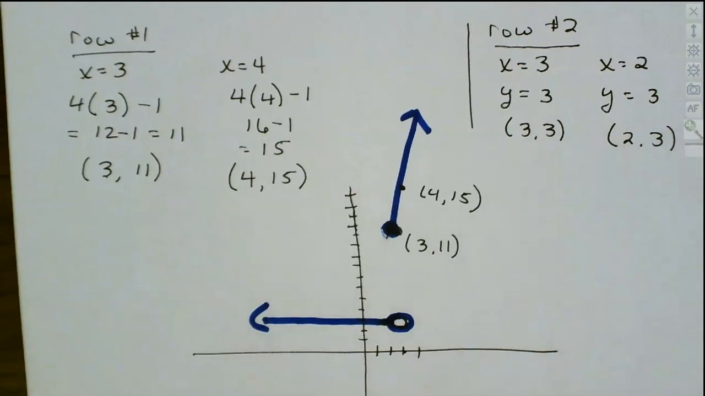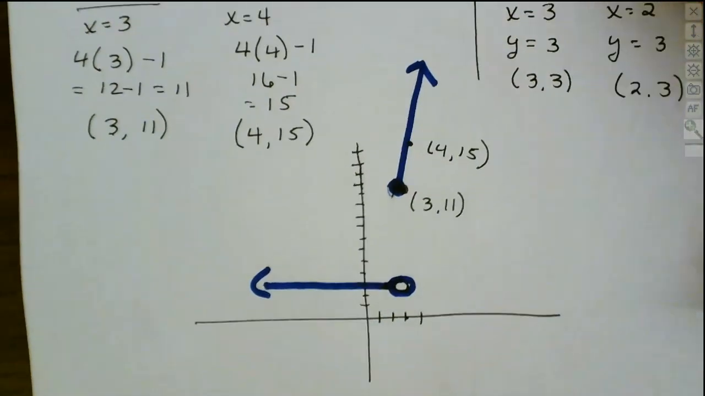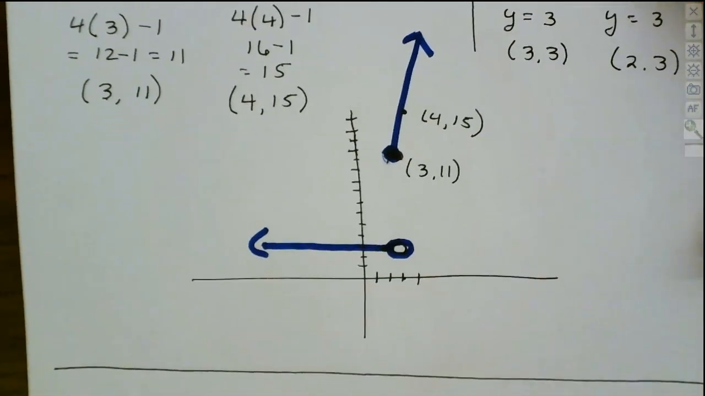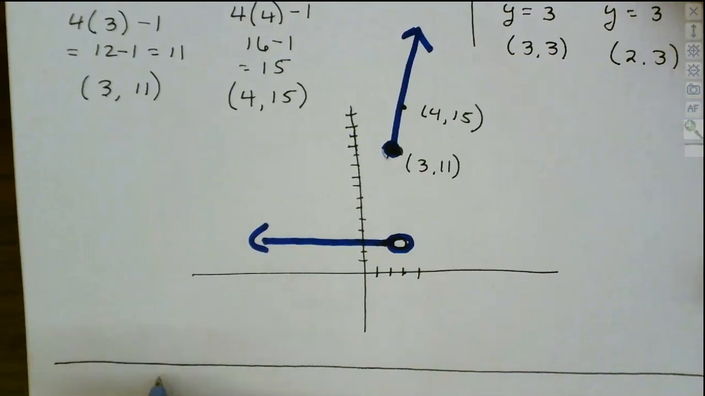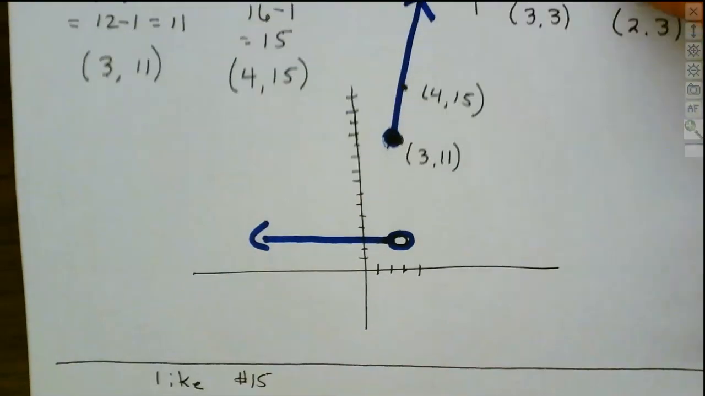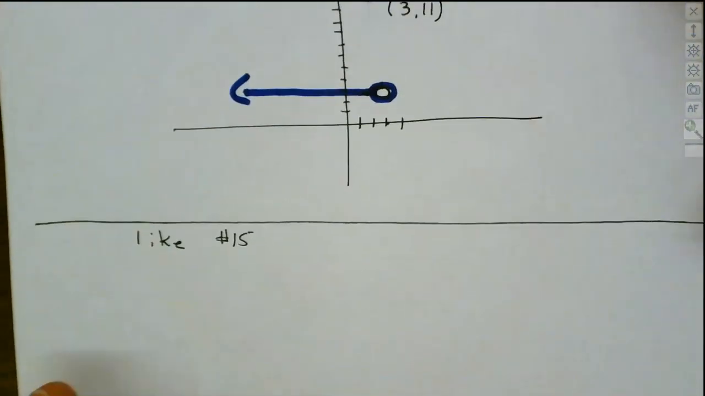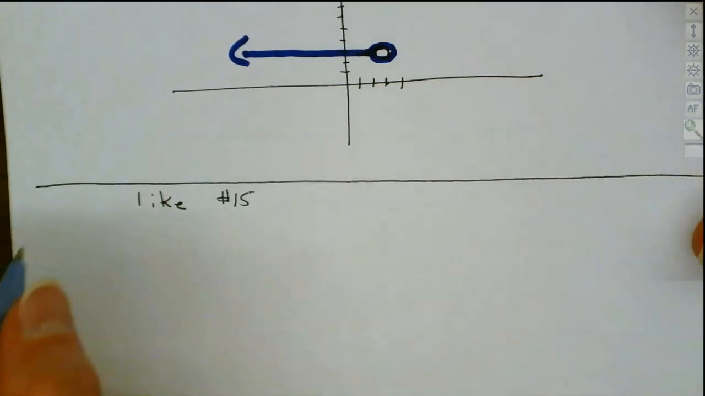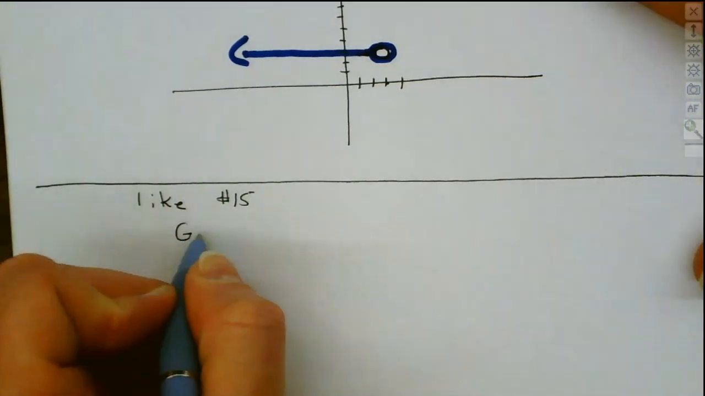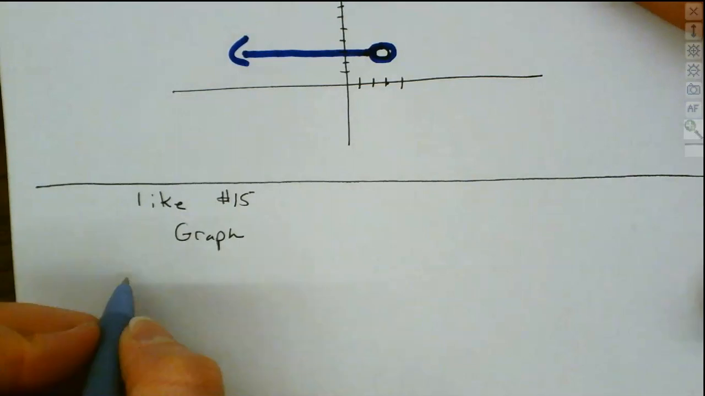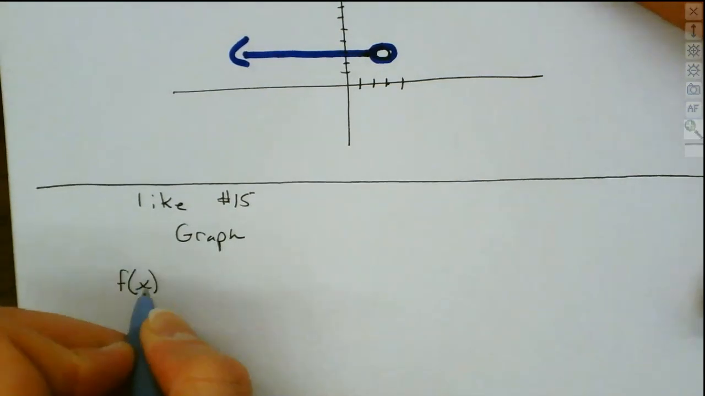Now I'm going to do one like question number 15. I'm just going to change the numbers a bit, but this one is going to be like 15. Okay, I'll go on to the next one here. So this is going to be just like question number 15. And we're going to graph this one again. And I'll make up our function.